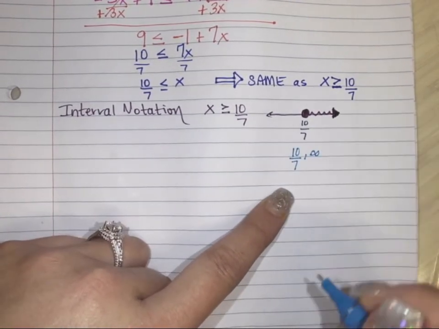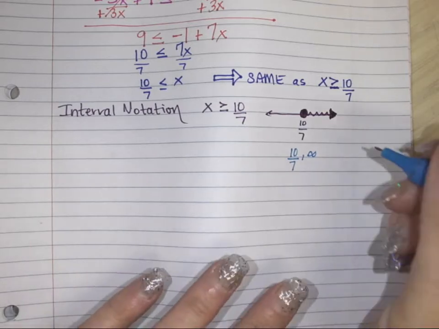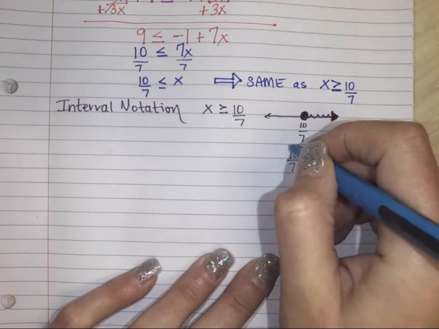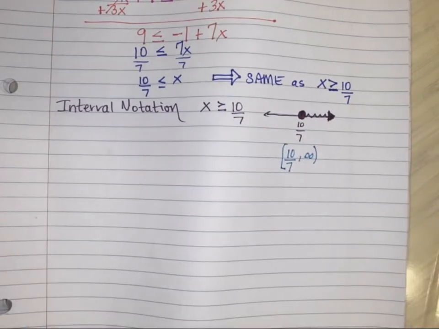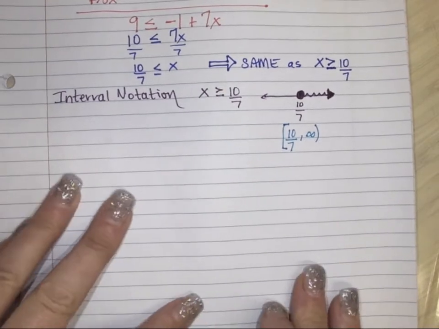But what do you use around 10/7 and infinity? Remember, infinities always get a parenthesis. This is shaded, so it gets a bracket. Bracket shaded, bracket shaded. And yes, I would do that to you if you were in class.